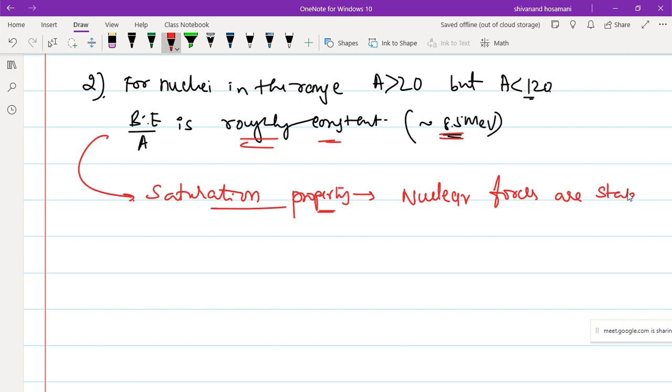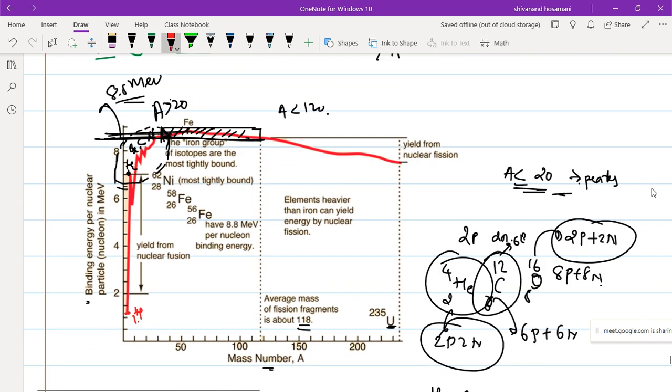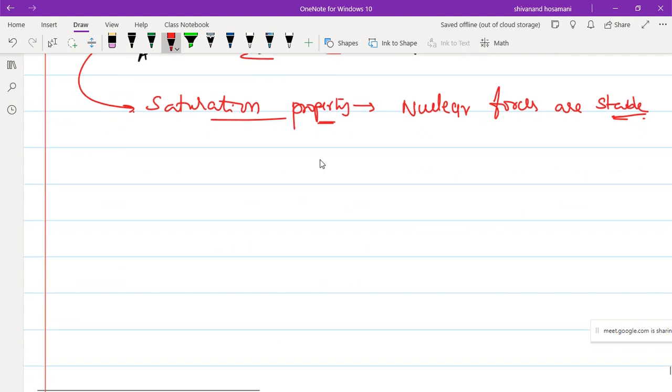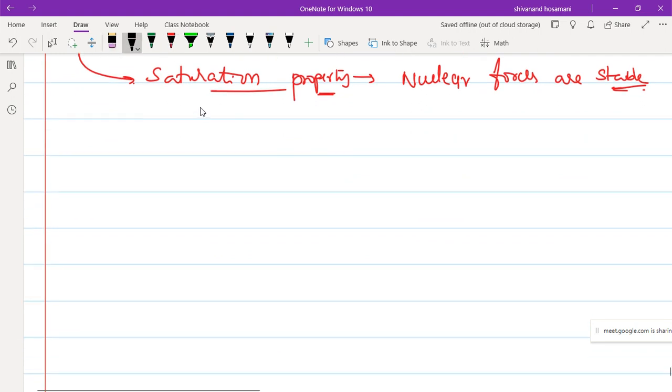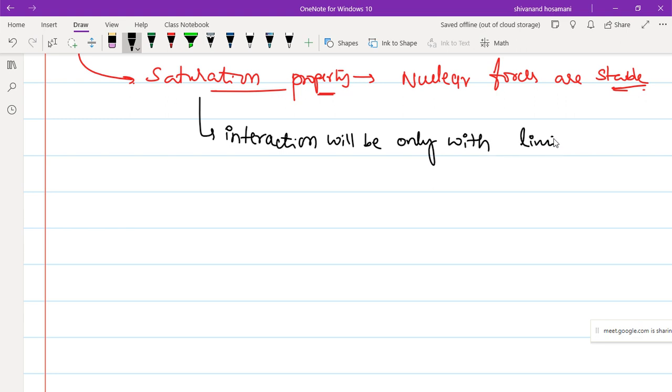Generally, saturation property is nothing but a particular nucleon interacts with a limited number of its neighboring nuclei, not with all the nuclei. If you go from A equal to 20 to A equal to 120, you can observe that almost all these nuclei are less reactive. They are not completely inert, they are less reactive. So that is defined as the saturation property. A particular nucleus interacts only with a limited number of its neighboring nuclei, not with all nuclei.